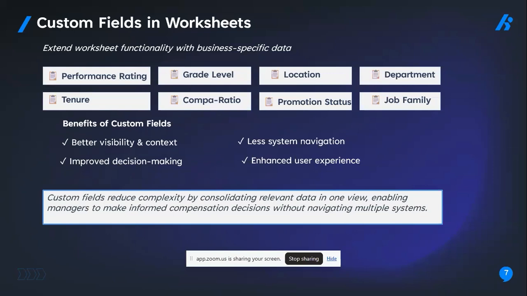Promotion status. Has this employee recently been promoted or are they being considered for promotion? This information is important because it provides valuable context for making compensation decisions. Job family. Some organizations group similar roles into job families. Displaying this information on the worksheet helps managers make more consistent and informed compensation decisions across related jobs. Benefits of custom fields.